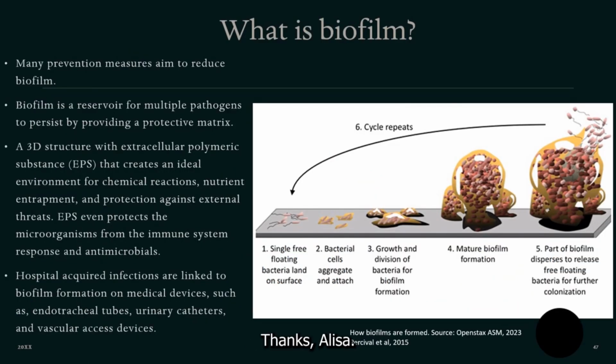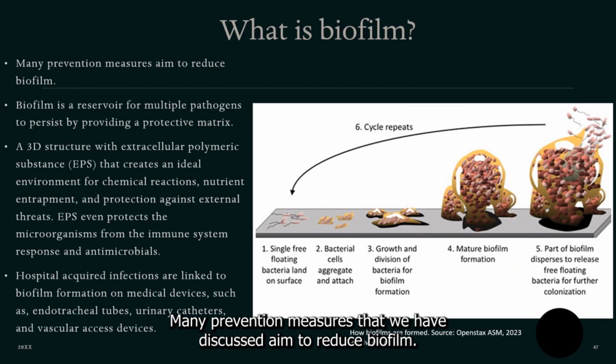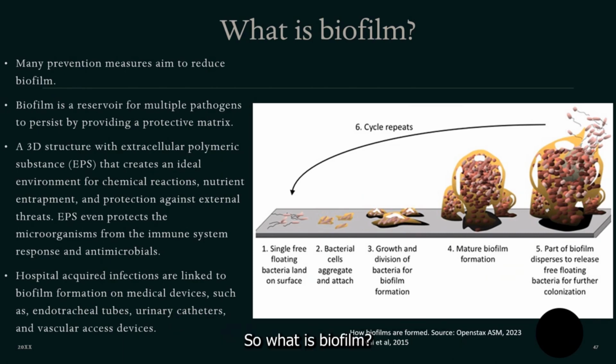Thanks, Elisa. Many prevention measures that we have discussed aim to reduce biofilm. So what is biofilm? Biofilm is a reservoir for multiple pathogens to persist by providing a protective matrix. It is a 3D structure with extracellular polymeric substance that creates an ideal environment for chemical reactions, nutrient entrapment, and protection against external threats. This EPS even protects the microorganisms from the immune system response and antimicrobials.